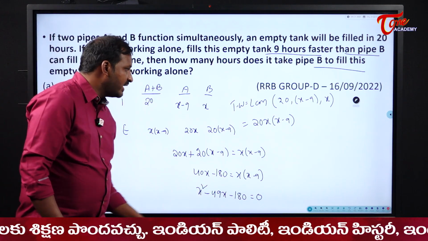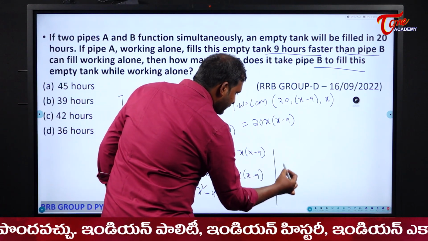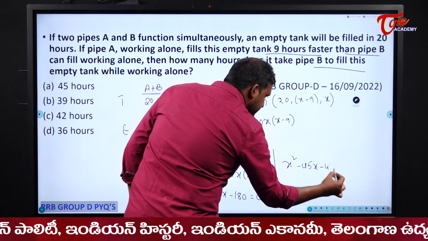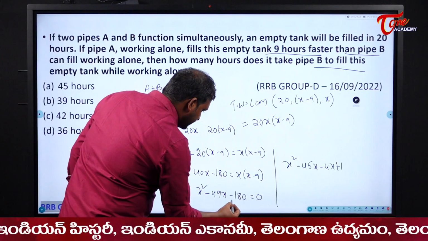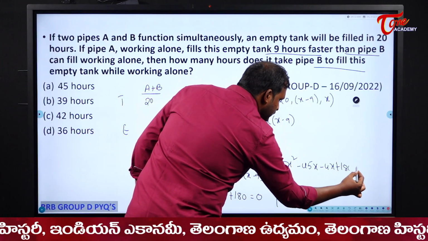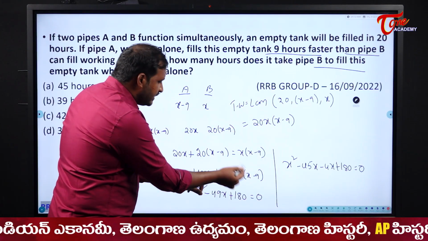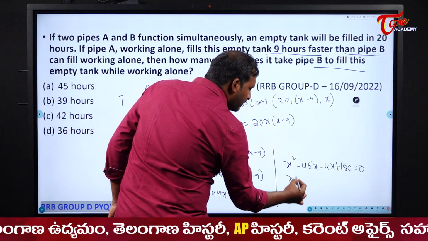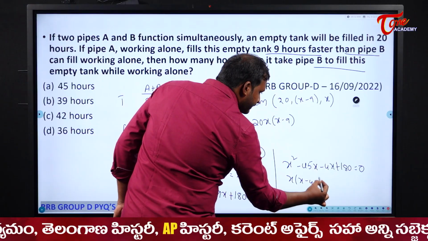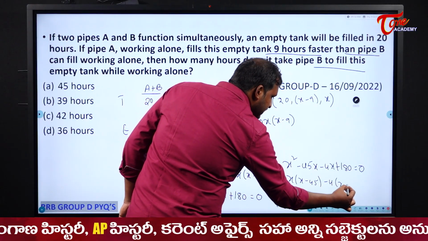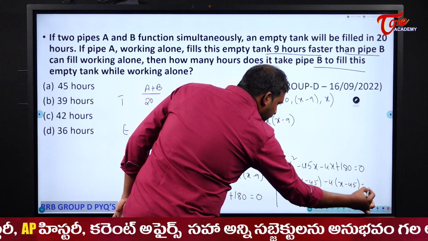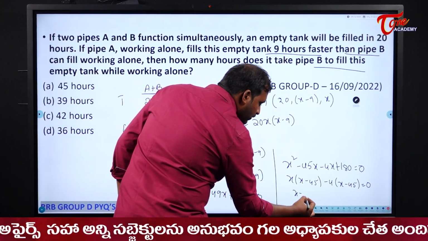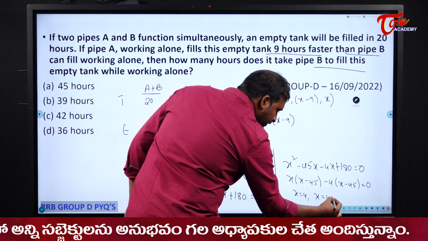Now please tell me how I can split this one, students. x square minus 45x minus 4x plus 180 is equal to 0. Why? Because when I send minus 180 to the other side, it will become plus 180. So now when you take x common here, it becomes x minus 45. When I take minus 4 common here, it becomes x minus 45. That is equal to 0. So what you will get here is x is equal to 4, you will get one value, and x is equal to 45, you will get another value.